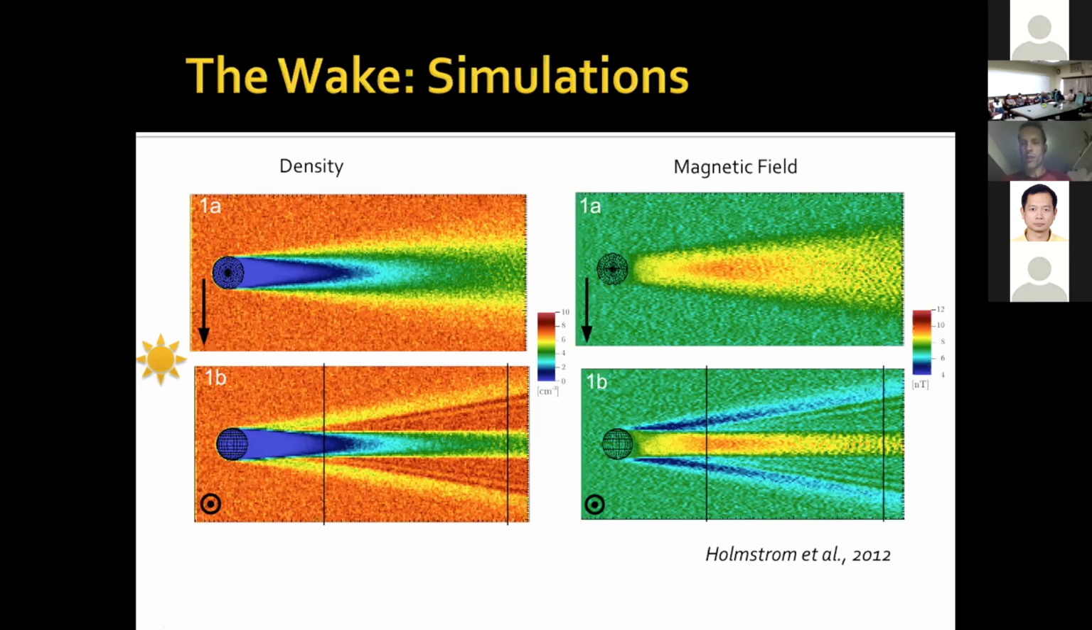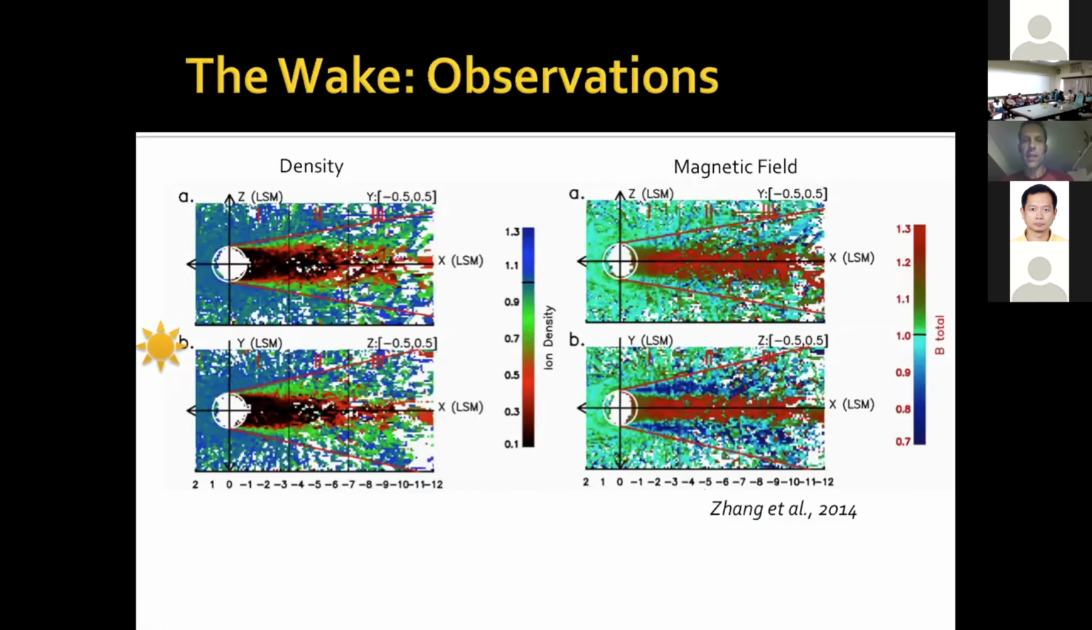That magnetic field that fills in the wake has to come from somewhere. And if you look in the plane perpendicular to the field, there's a rarefaction region where there's a reduced magnetic field. You can also see that signature in the density. So this is a 3D simulation, but it's also consistent with what we see in the data.